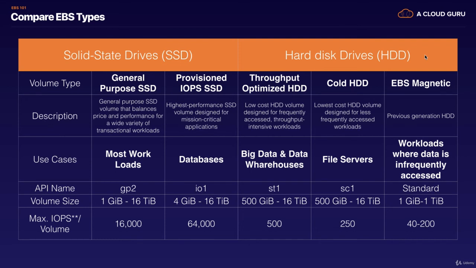And we then have EBS magnetic. This is basically previous generation hard disk drive. It is still available, so you can still use it in the console. It's basically for workloads where data is infrequently accessed. So it might be where you're doing a bit of data archiving, but for some reason you opt not to use Glacier. And again, the IOPS for that is between 40 to 200.